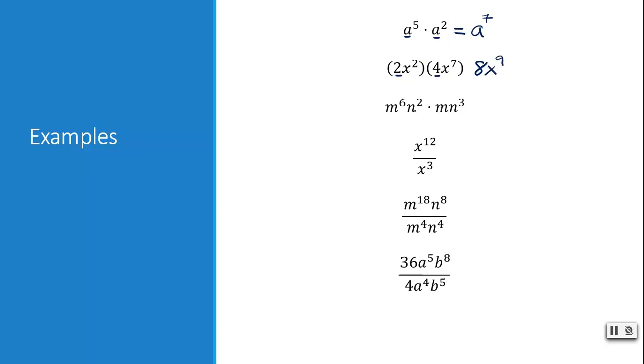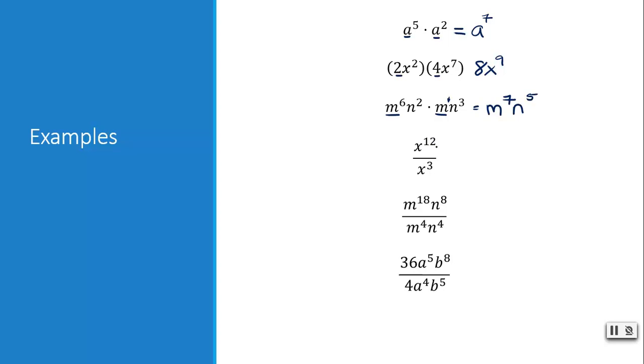When you have two different variables, you're going to treat them individually. Here's where that invisibility rule comes into play. So m to the 6th times m to the 1st is going to give you m to the 7th. Add those together. And then n squared times n to the 3rd gives you n to the 5th.